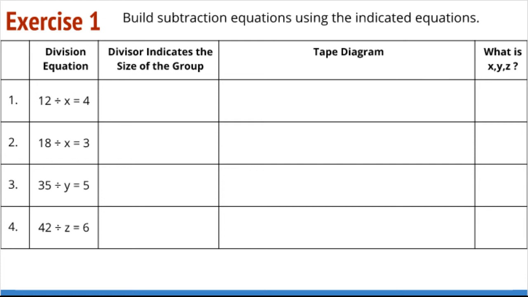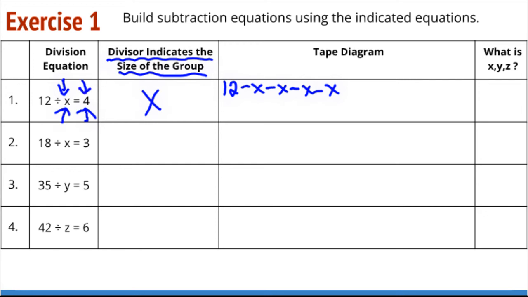So looking at your exercises here, and I'm not going to do all of these, I'll quickly show you an example, but notice right here the divisor is going to tell us the size of the groups. So this number right here tells us how big the groups are, and this should tell us how many times we are going to subtract it. So the divisor here is going to be x, and we are going to subtract x times. So 12 minus x minus x minus x minus x. The divisor tells me the size of the group. The quotient tells me how many times.